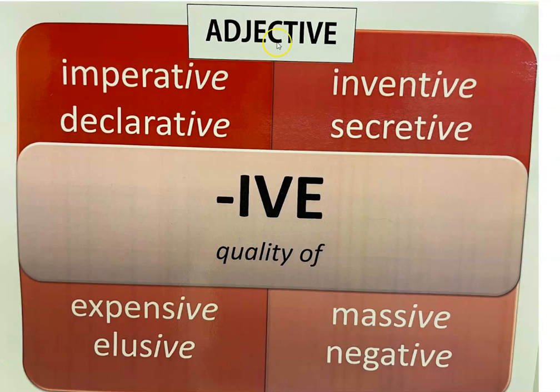IVE also makes adjectives, and occasionally makes nouns, but usually adjectives. So it means it has the quality of something. So if it's massive, the IVE means it has the quality of a lot of mass, right? If it is expensive, it means it has the quality of being an expense. If it's secretive, it means the quality of being a secret.